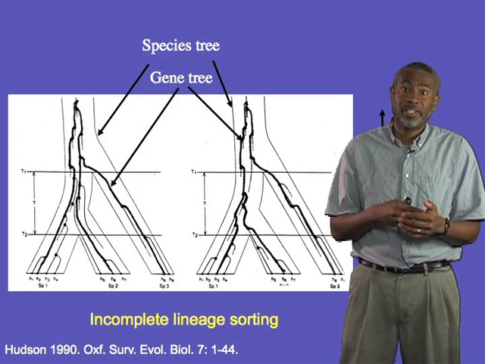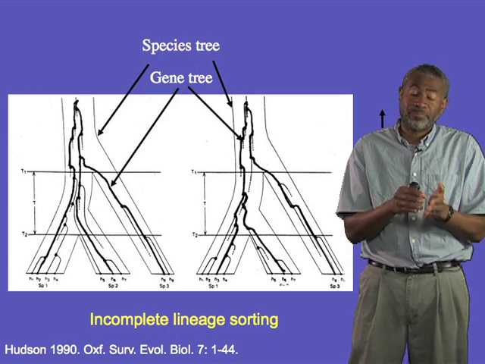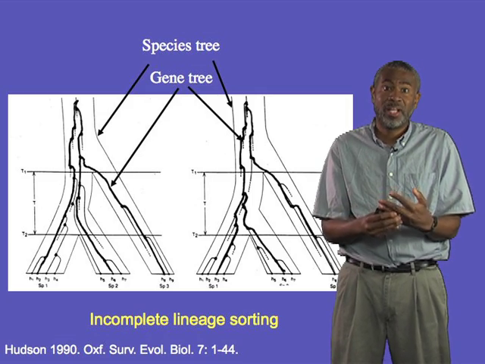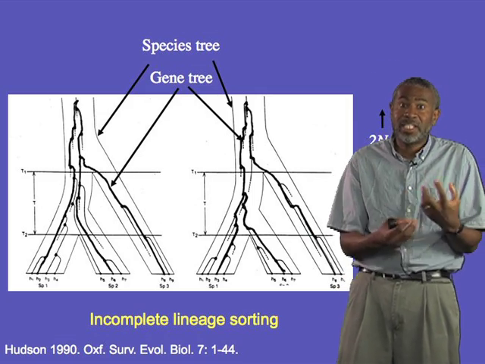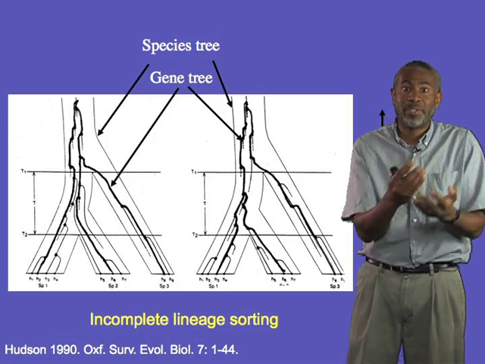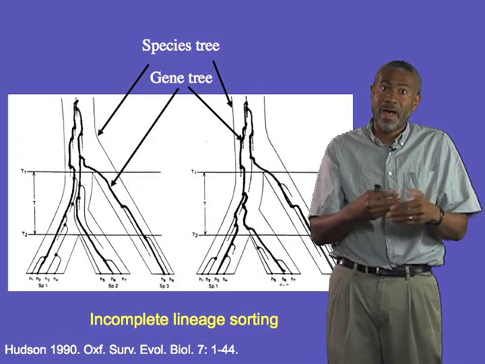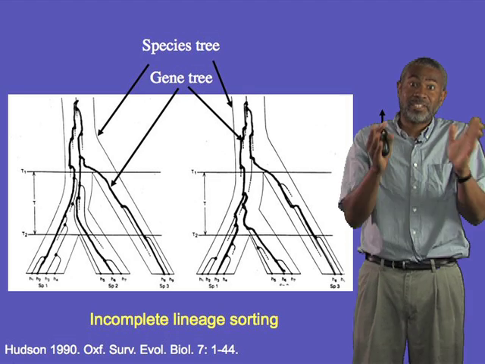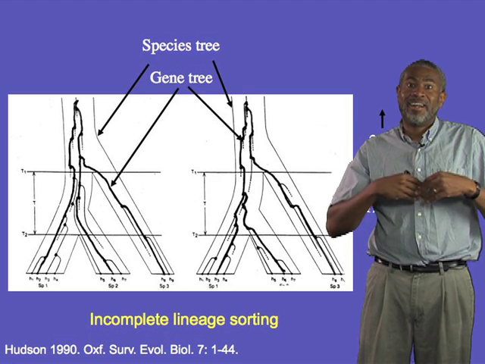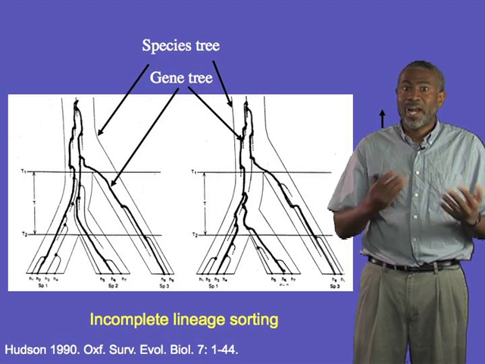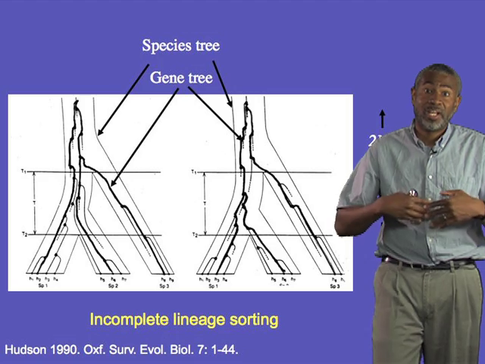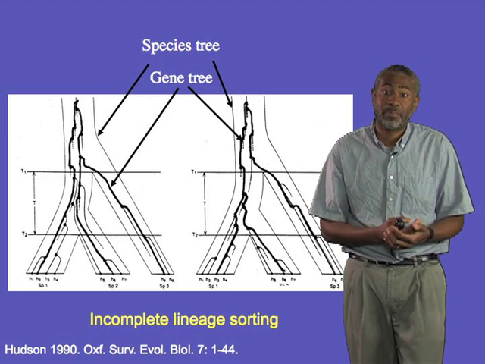We can actually simply invoke a succession of very rapid speciation events such that the genetic variation in the ancestral population doesn't quite catch up, doesn't come to fixation in populations before the next speciation event has occurred. And this is a perfectly normal process. It happens all the time in populations, especially when they've diverged in rapid succession from each other.